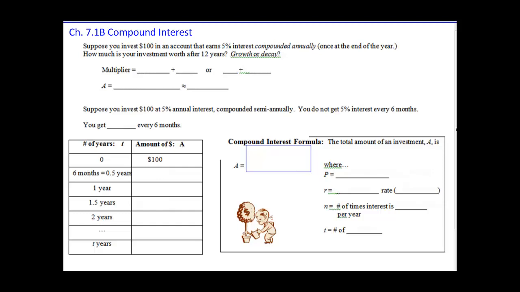Little review. Suppose you invest $100 in an account that earns 5% interest compounded annually, meaning once at the end of the year. How much is your investment worth after 12 years? We need to figure out growth or decay. In other words, is my money going to grow at the end of the year, or decrease? Because we're earning interest, it should be larger, so it is positive, meaning it is a growth.